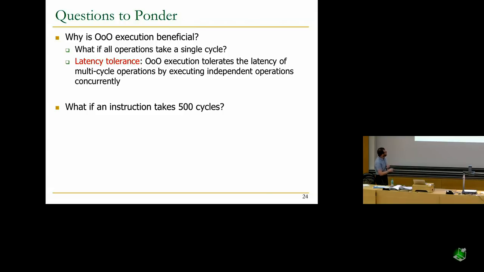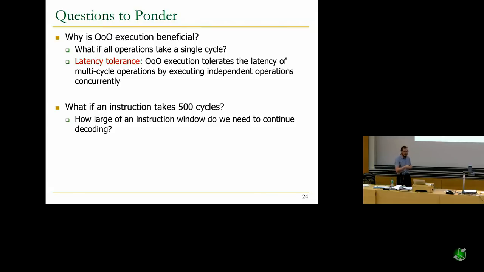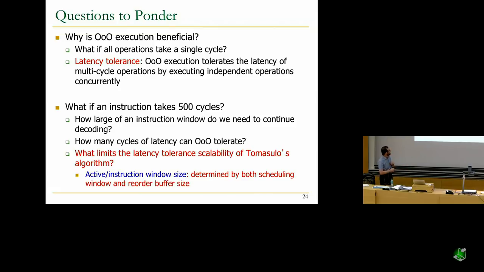So I've already answered this question also, actually. What if an instruction takes 500 cycles? How large of an instruction window do we need to continue decoding without stalling? It depends on how many instructions you're fetching and decoding per cycle. If it's one, the answer is 500. If it's four, the answer is 2,000. If it's 16, the answer is 8,000. Right? It's basically the maximum latency that you have times the number of instructions you want to fetch and decode per cycle. And soon we will see that we want to fetch and decode many, many instructions per cycle to get higher performance.